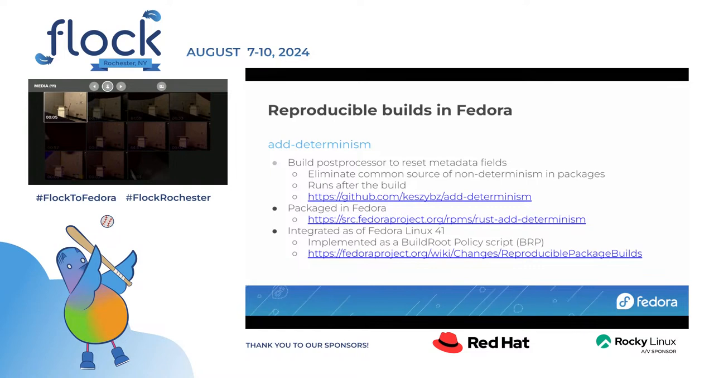And this tool in Debian is called strip-nondeterminism. It's written in Perl, and it's targeted at Debian-specific problems. So we ended up re-implementing it partially in a slightly different way, also in a different language, in Rust. And it's called add-determinism because it's better to name things in a positive way than in a negative way.